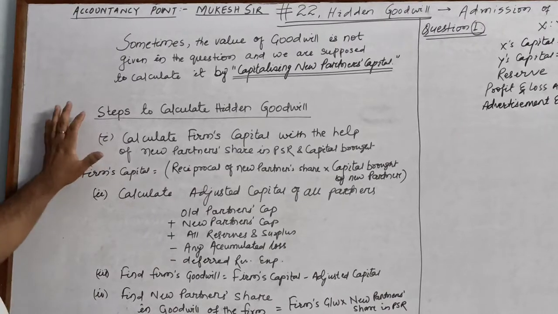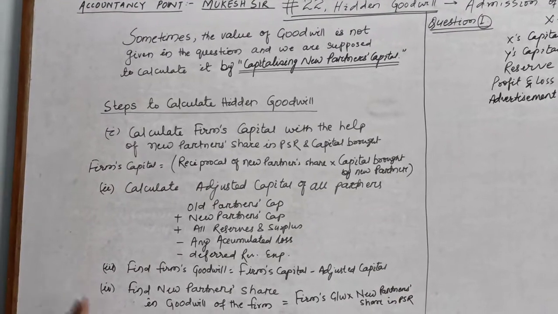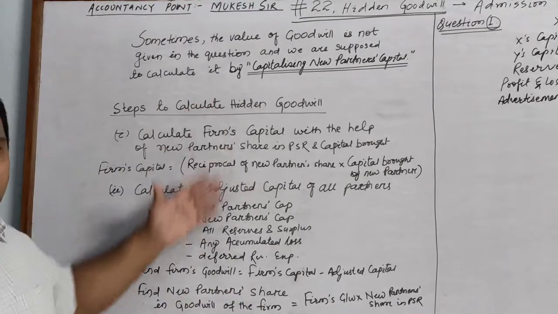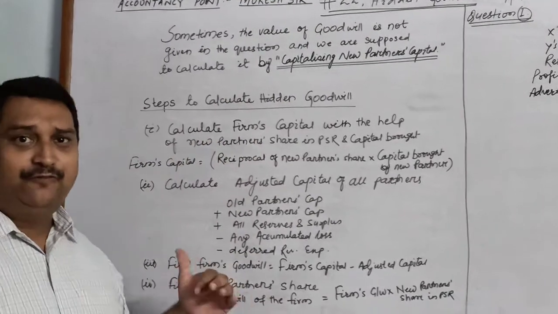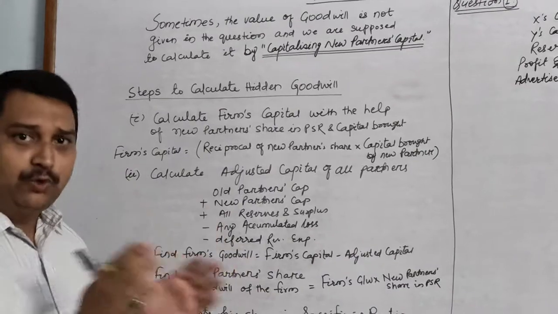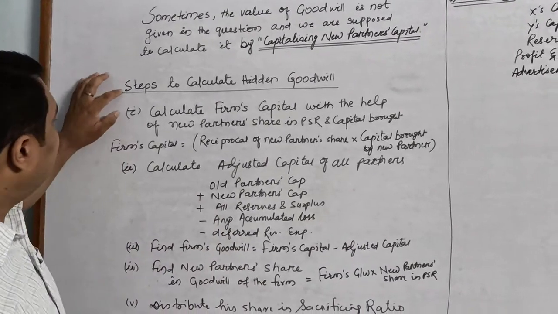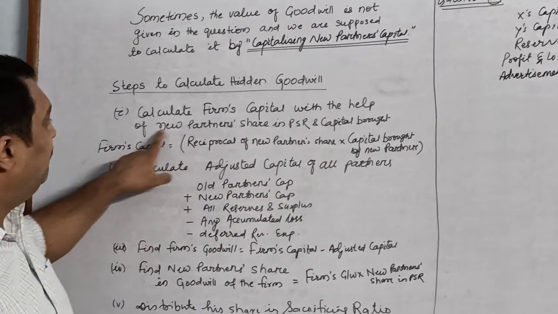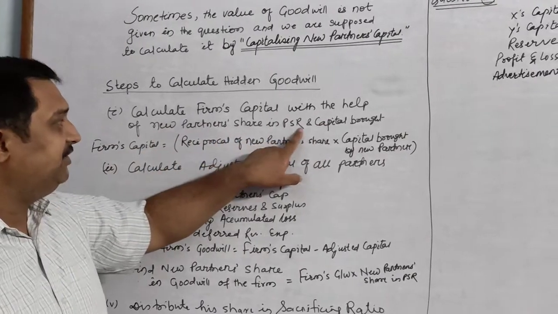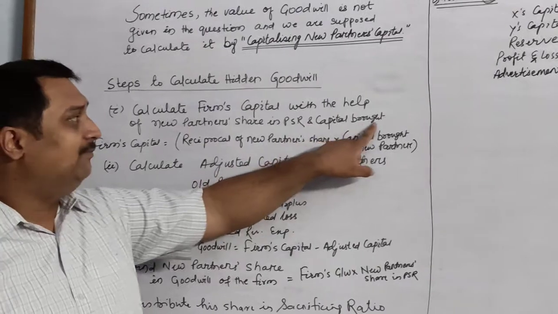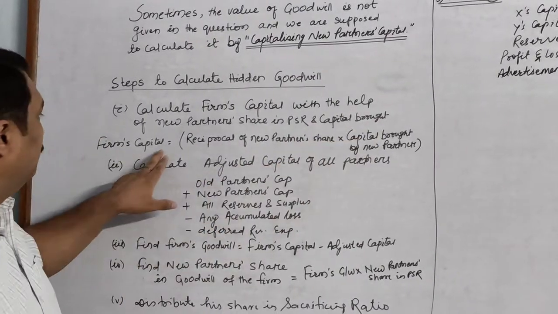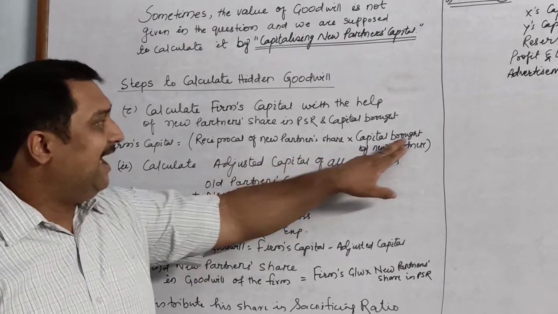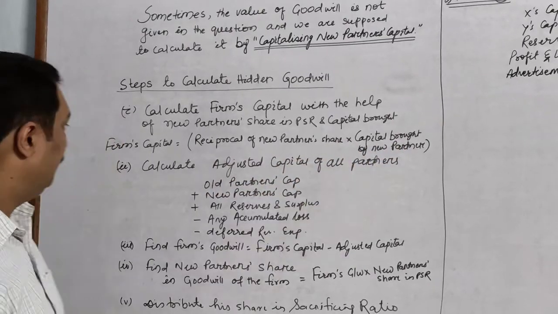Over here, there are a few steps which I have noted down, although I don't believe in following steps. But if these steps are there, it will be a guideline for you all to properly solve the sum. The first step is to calculate the firm's capital with the help of the new partner's share in profit sharing ratio and the capital brought in by him. We can use the formula: reciprocal of the new partner's share into the capital brought by the new partner.